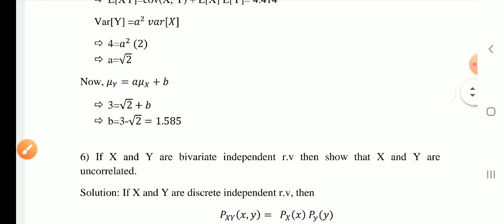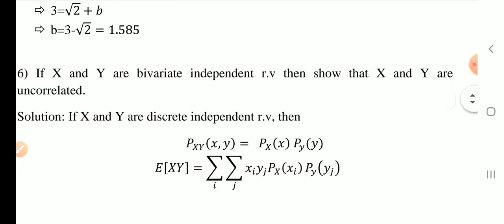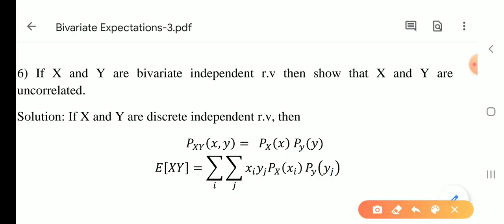Let us move on to the next problem. The next problem is like this. If x and y are independent random variables, then show that x and y are uncorrelated. Here they have given the condition that x and y are independent. We know that if two variables are independent, p of xy of x comma y is equal to p of x into p of y. It can be written as the product of two independent single random variables.